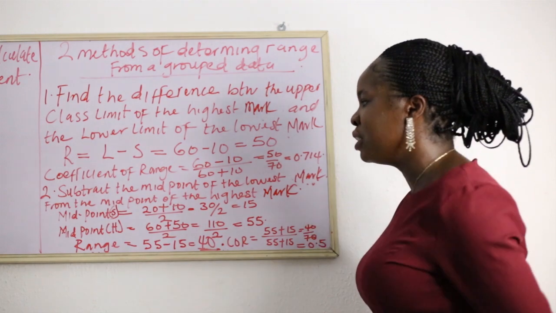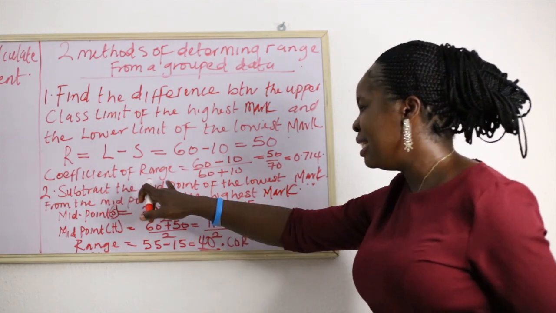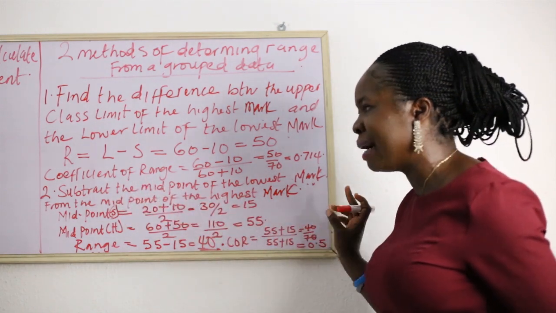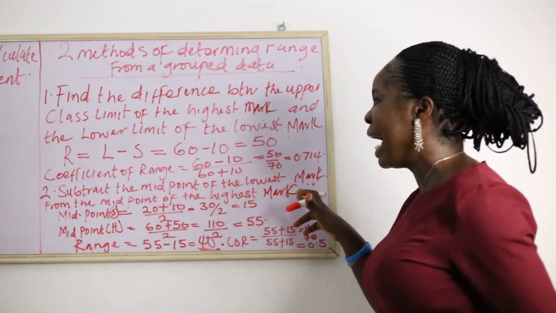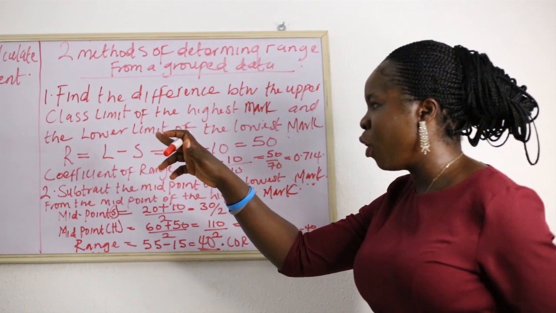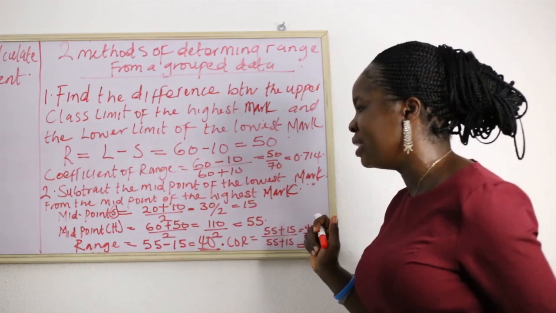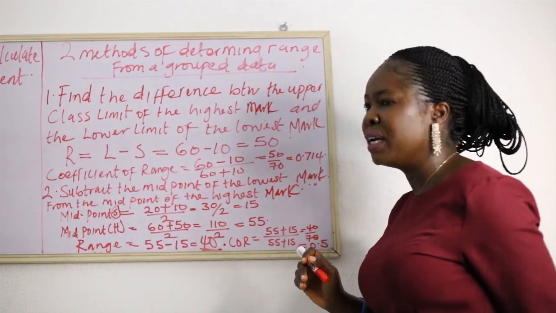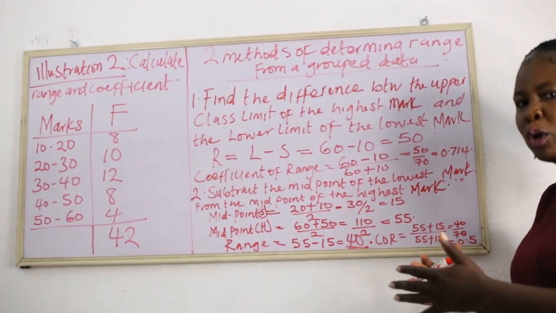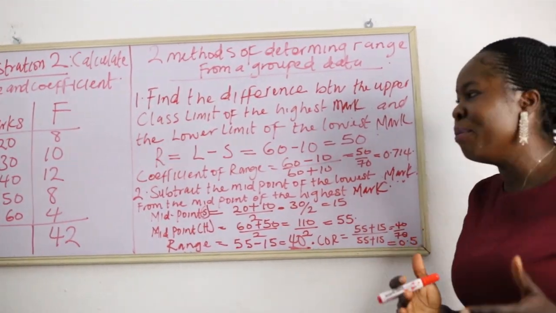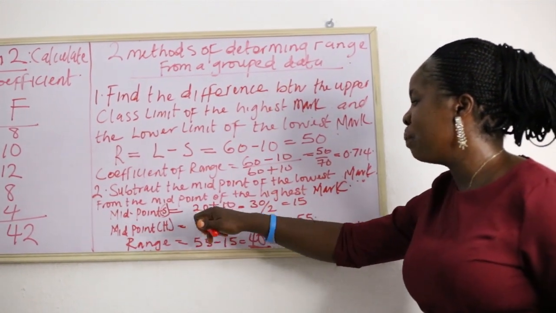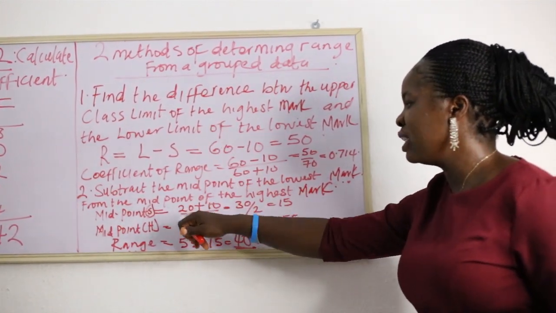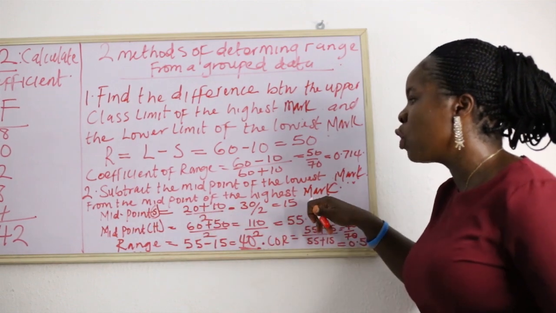Then the second method is to subtract the midpoint of the lowest mark from the midpoint of the highest mark. The lowest mark on the board is between 10 and 20. The midpoint is the lower class limit plus the upper class limit divided by 2. So the midpoint of the lowest mark will be 20 plus 10 divided by 2, which is equal to 15.